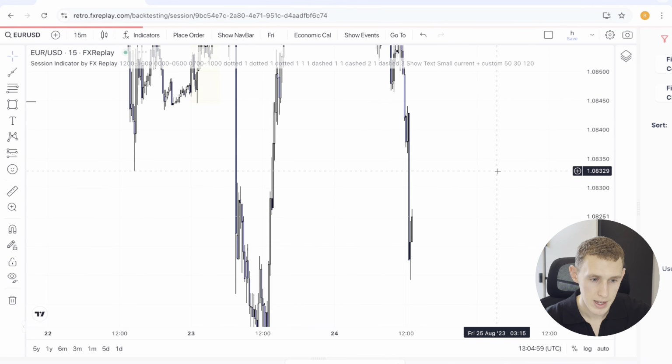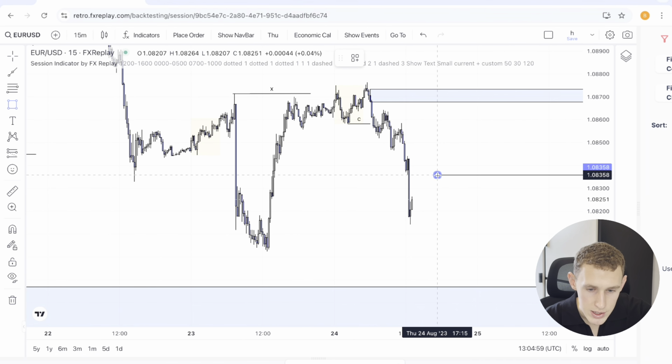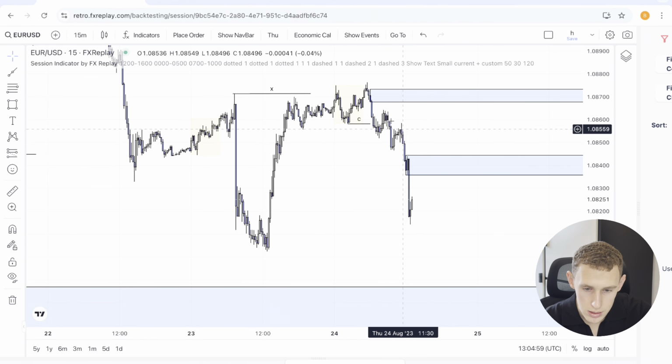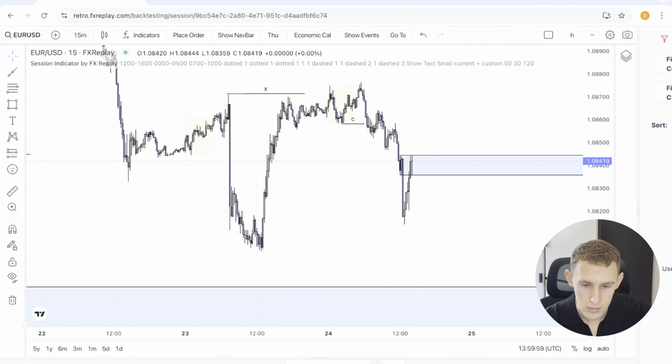Yes, that's annoying. Another case of price just slightly missing us. Next zone, I would potentially look to get back in the shorts. We have this area on the M15, or a sweep of this area, that would also be valid.